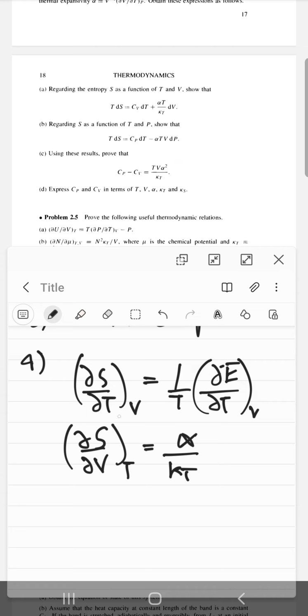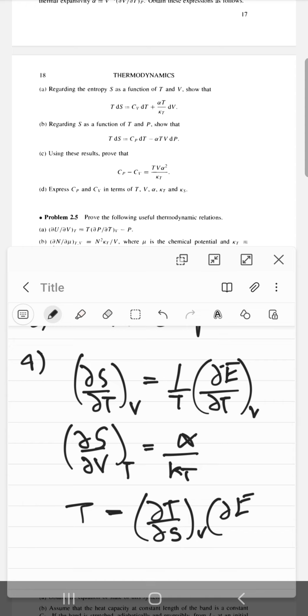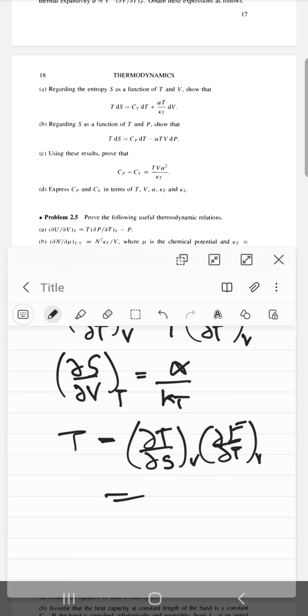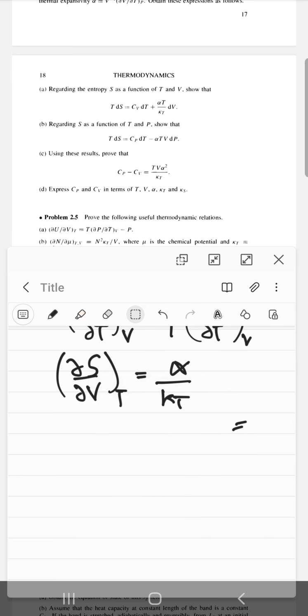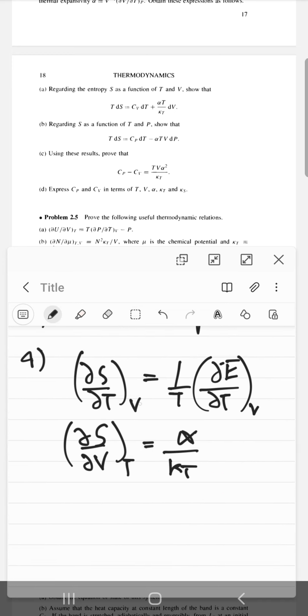Yeah, and this equation is trivially true, because all this is just the definition of entropy, basically. Rearrange this a bit, and what you get is T is equal to partial T by partial S at constant volume, and then partial E by partial T at constant volume. But then this whole thing by the chain rule is just partial E by partial S at constant volume, and that's equal to temperature. That's just a definition of either the temperature or entropy, however you prefer it. So this is trivially true.